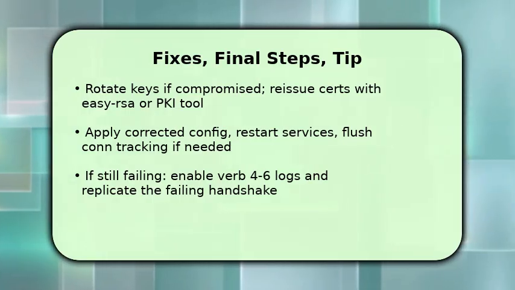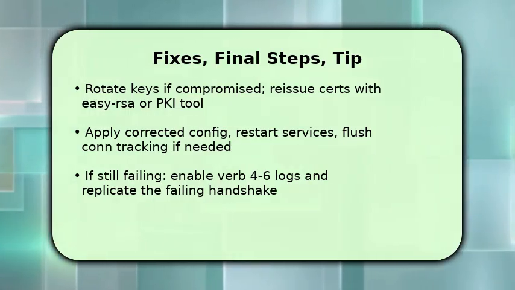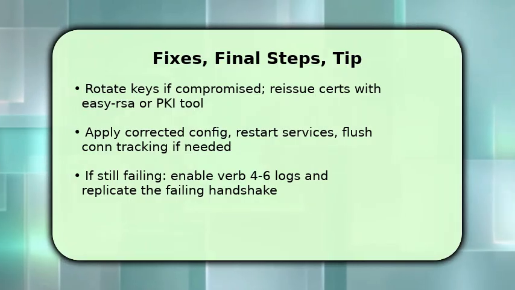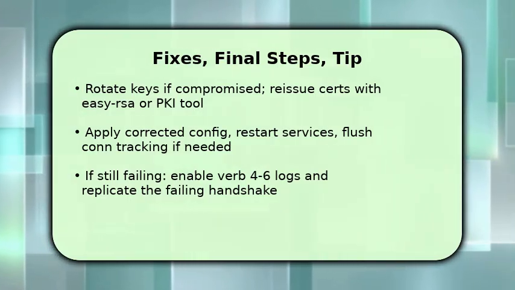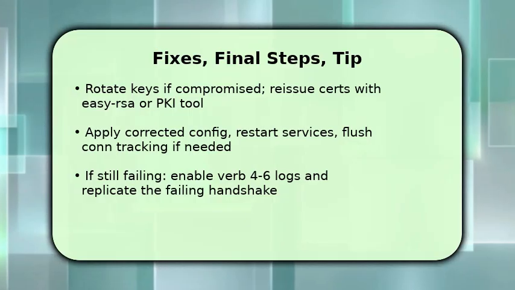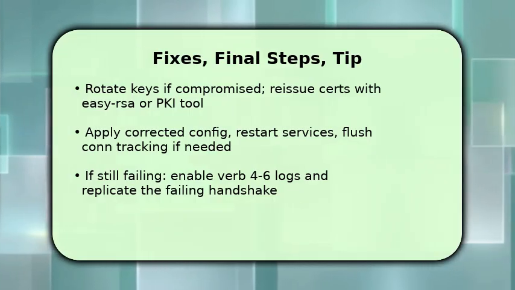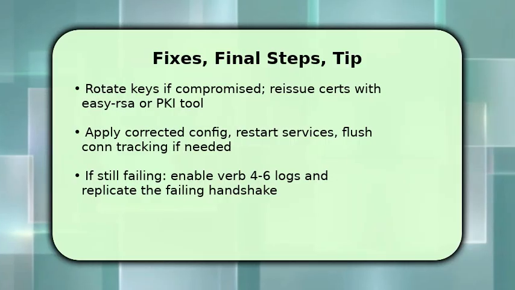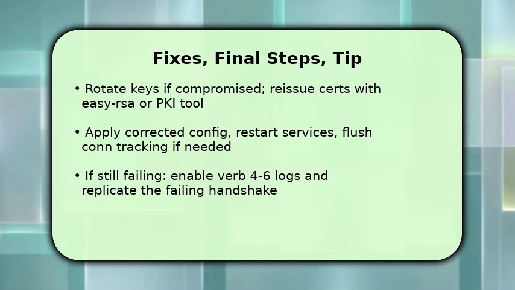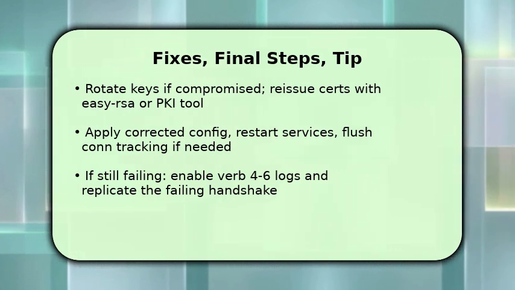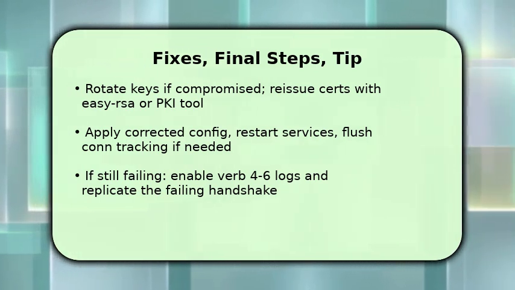Restart OpenVPN services and on NAT devices, flush connection tracking entries if sessions persist. Confirm successful TLS handshake in logs and test traffic routing through the tunnel. If it still won't connect, increase verbosity to verb 4 to 6 and capture the failing handshake. That log line is the single most useful troubleshooting tip to pinpoint remaining issues.